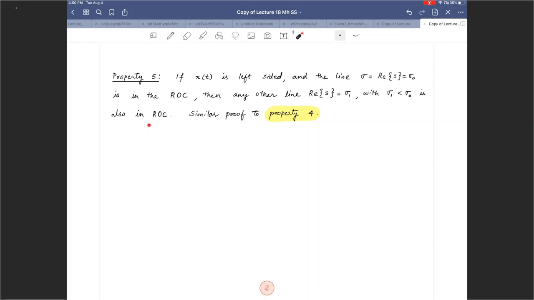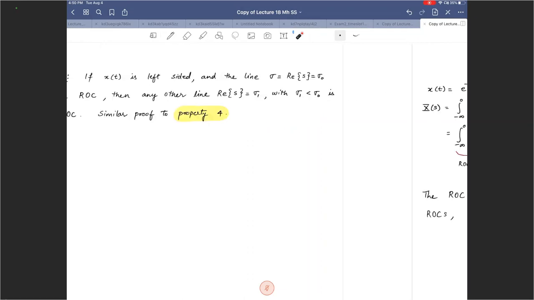In other words, region of convergence for a left-sided signal will be to the left of the leftmost pole. And the proof is similar to property 4. We don't need to do that again.